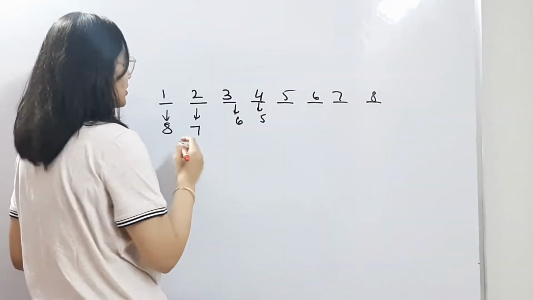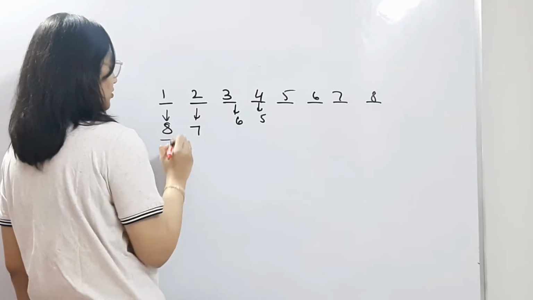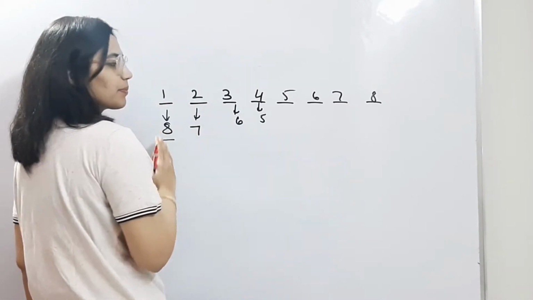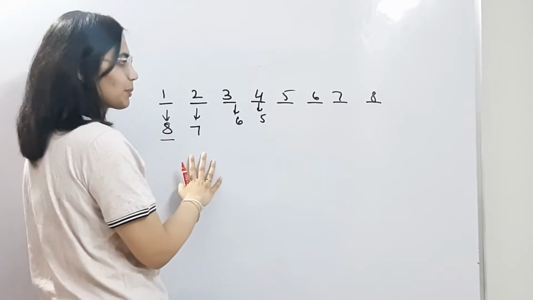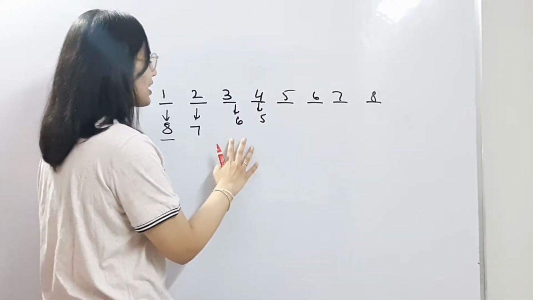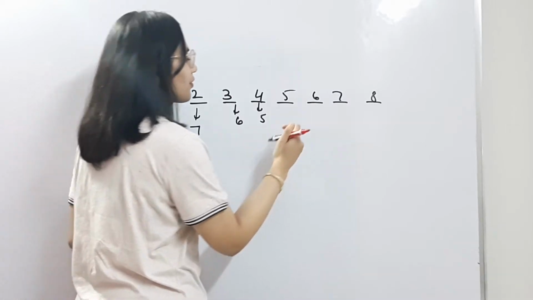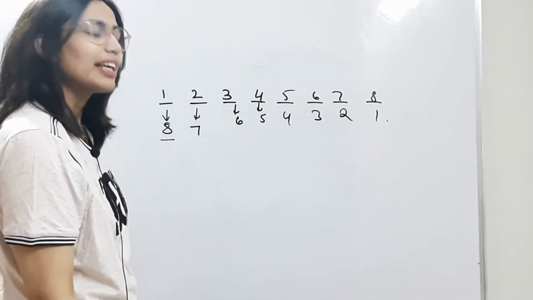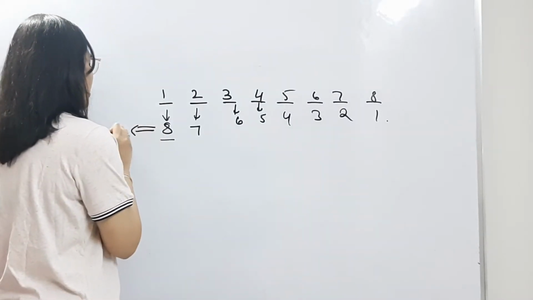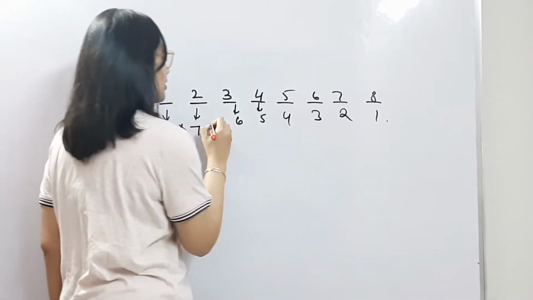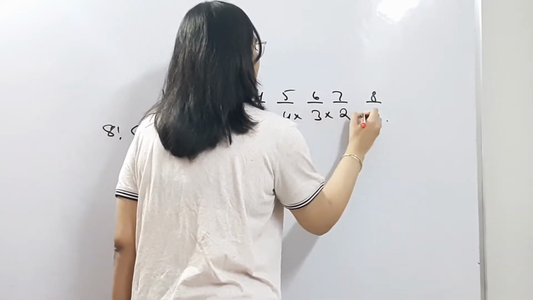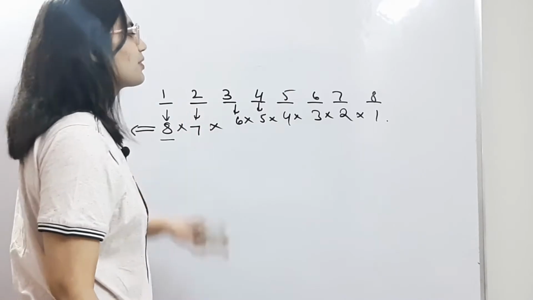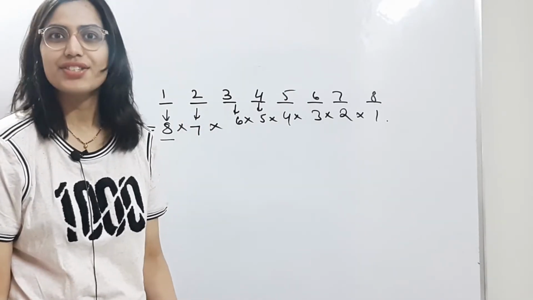The answer is 8 factorial. 8 people get a choice to stand in first. Then, once one person has occupied that place, 7 people get a choice to stand in the second position, 6 people in third, 5 people in fourth, then 4, 3, 2, 1. Therefore there are 8 factorial ways in which 8 people can stand in a queue.